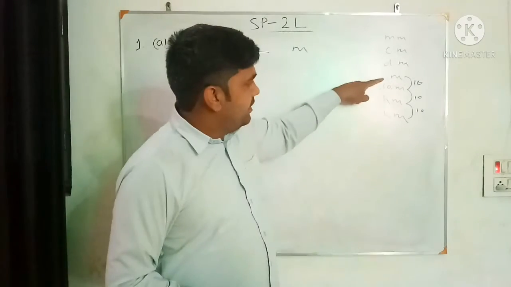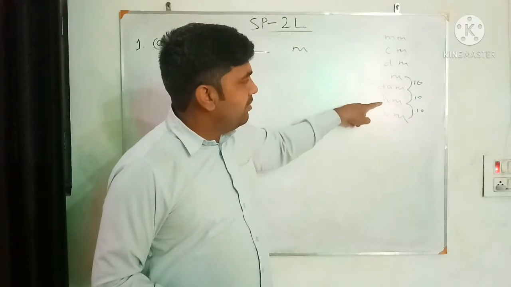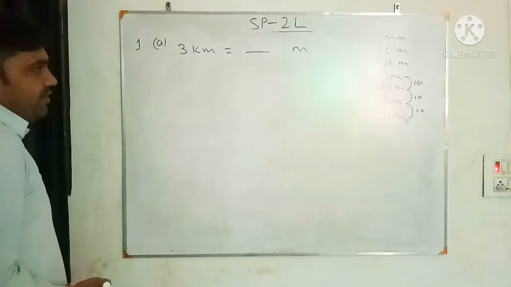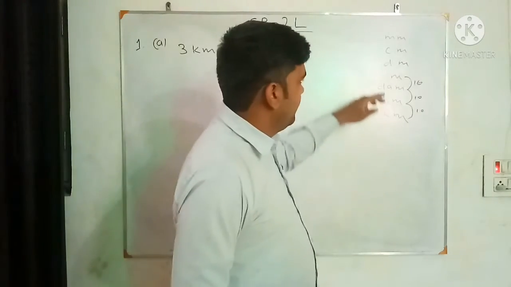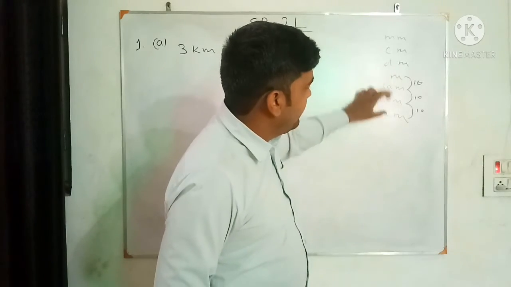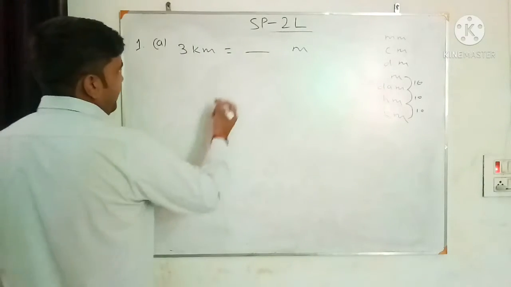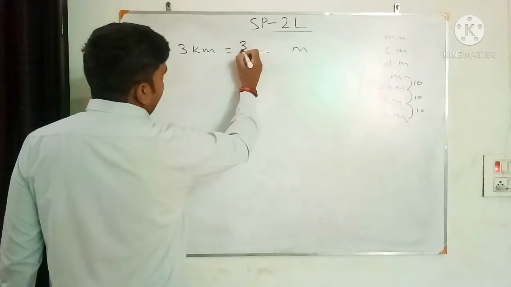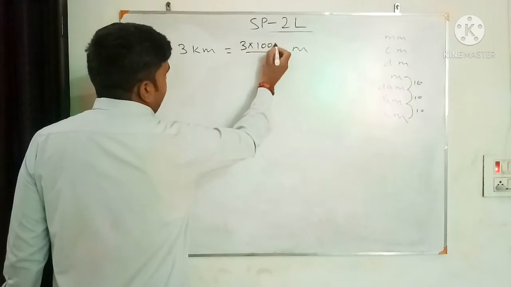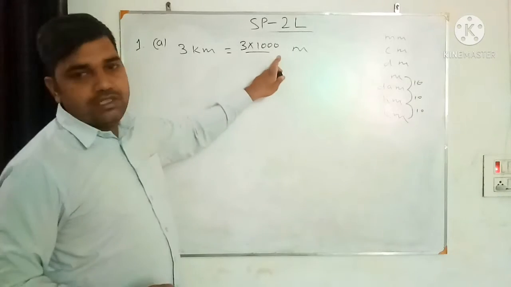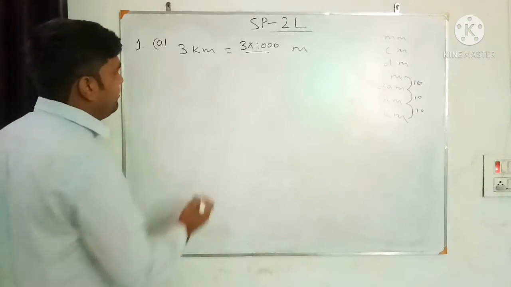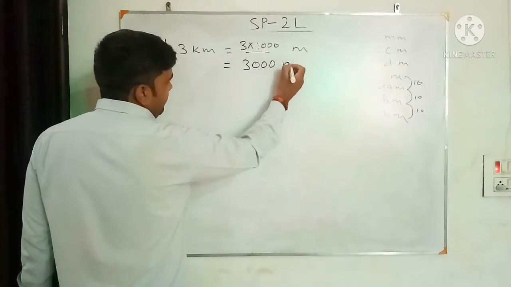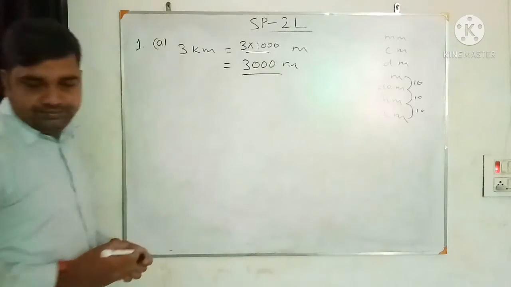Okay, so 10 meter equals 1 decameter, 10 decameter equals 1 hectometer, 10 hectometer equals 1 kilometer, that is 1000. So how many steps do we jump? 3 steps. 1, 2, 3 steps. After jumping 3 steps, you reach kilometer. So 1 kilometer equals 1000 meter. So 3 kilometer equals 3 into 1000 meter, that is 3000 meter. So what is the answer? 3000 meter.